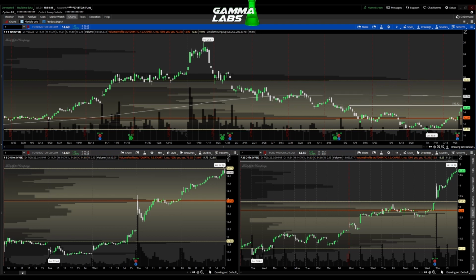Just pretty insane. Now for a bear thesis on this, I would look for a loss of 14.50. Right? Lose 14.50, come down. I would check out this 13.94 level, and then I'd be looking for a gap fill once we head into the 13.39 area. All right, but I mean, this is a nice move here.